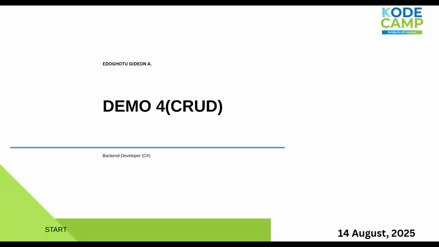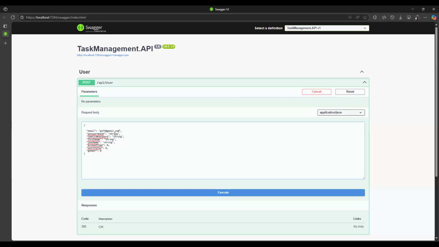All right. So this is it. gift@gmail.com. Password, let's say it's 11111.